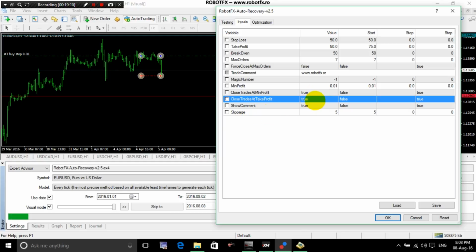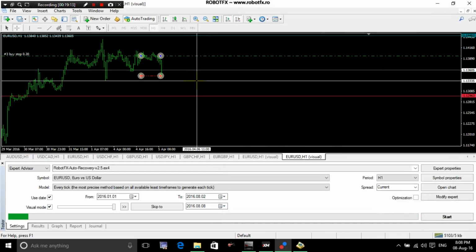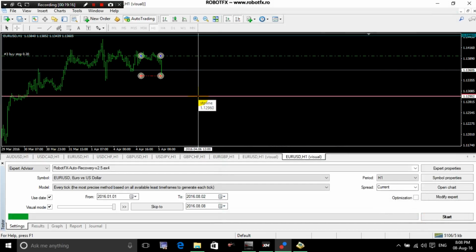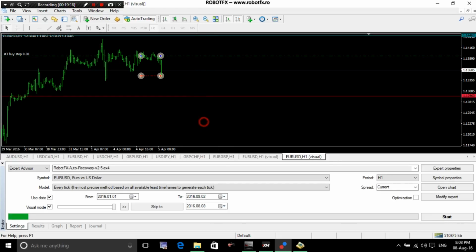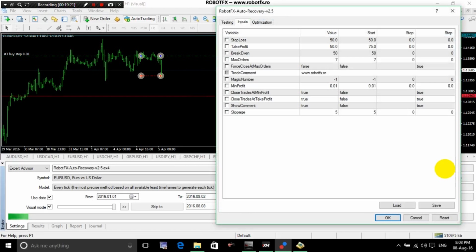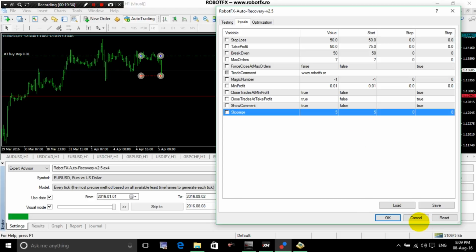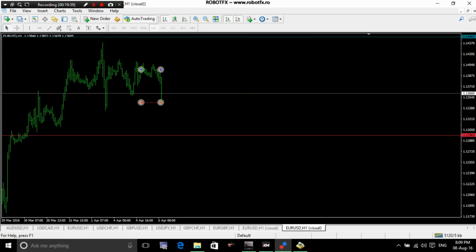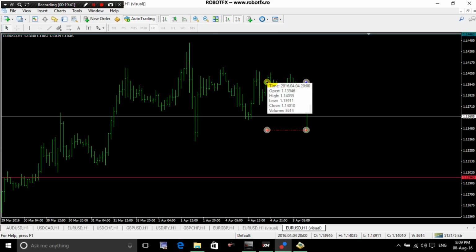Close trades at take profit, to instruct the expert advisor to close the trades once it reaches the take profit lines for sells and buys, if the minimum profit is reached, by the way. And show comments, to show the comments on the chart. Slippage, that's also self-explanatory. The slippage is in pips, by the way. This is it. These are the new, let's say, modifications for this latest and probably the last version of this expert advisor.